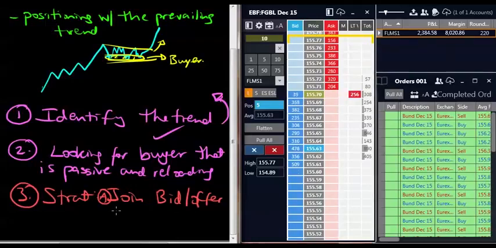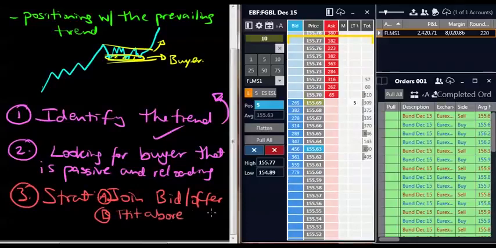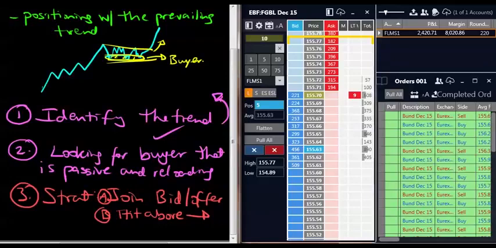That obviously could depend on whether you want to be aggressive or not. So if you're passive, you can join the bid that he's actually reloading, or B, you could be a bit more aggressive and hit above. And that's what we actually did in this example. He was reloading at 62s, and we actually hit 63s at market. So we lifted 63s.